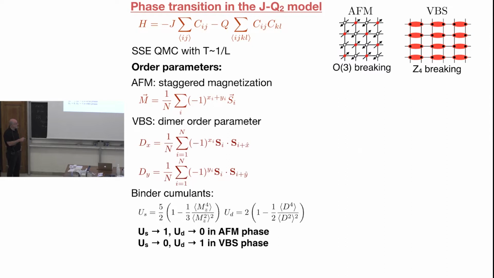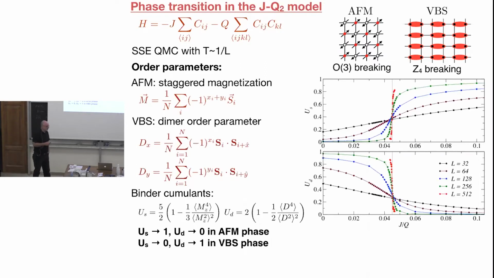So this U_S will go to 1 in the AFM phase, and this U_D will go to 1 in the VBS phase. The reason they look slightly different is that this is a scalar order parameter, and this is a two-dimensional order parameter. So it is a complex order parameter, if you like. So they will have different factors here, as I will discuss a bit later. But for now, let's just look at some data.